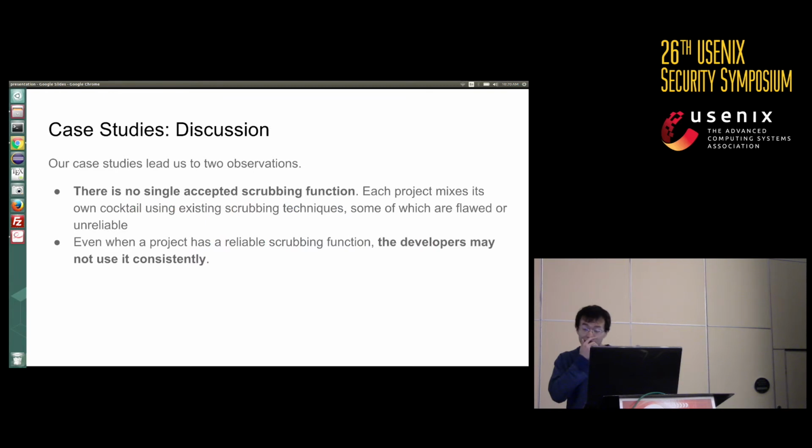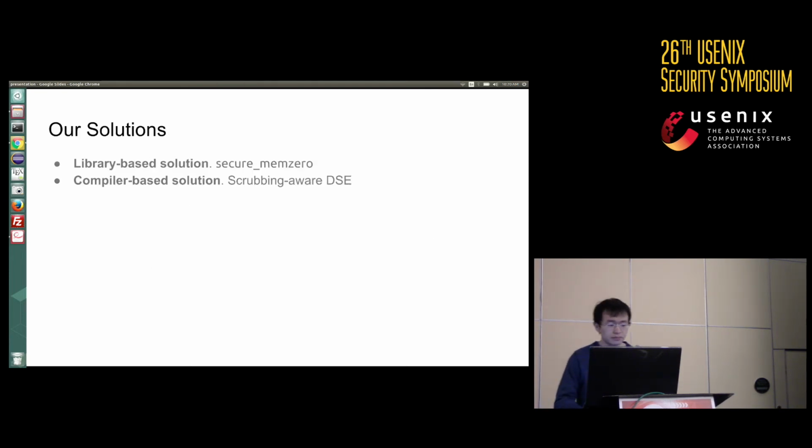Our case studies led us to two observations. First, there's no single accepted scrubbing function. Each project mixes its own cocktail using existing scrubbing techniques, some of which are flawed or unreliable. Second, even when a project has a reliable scrubbing function, developers may forget to use it.